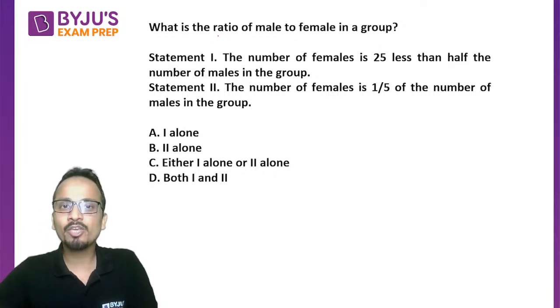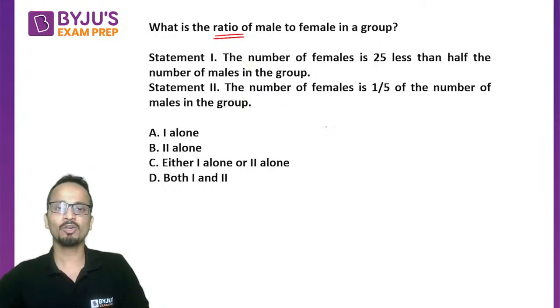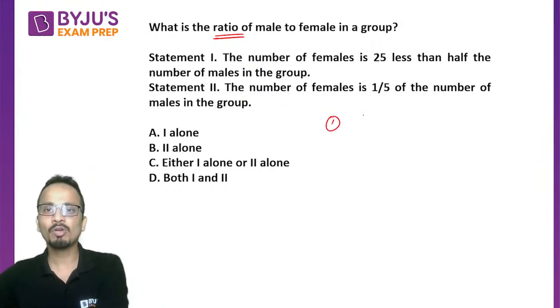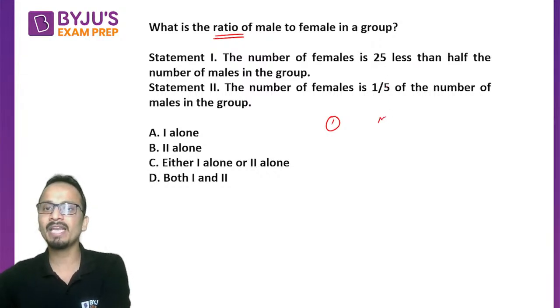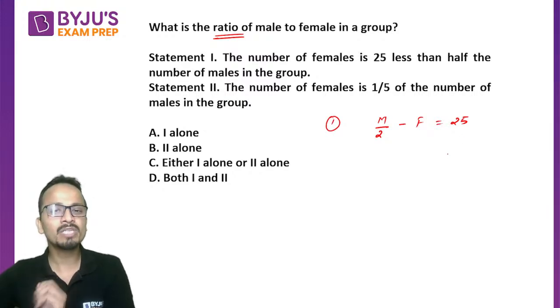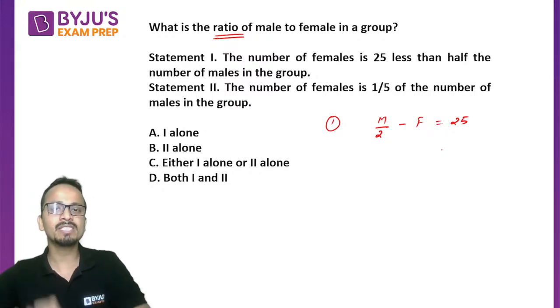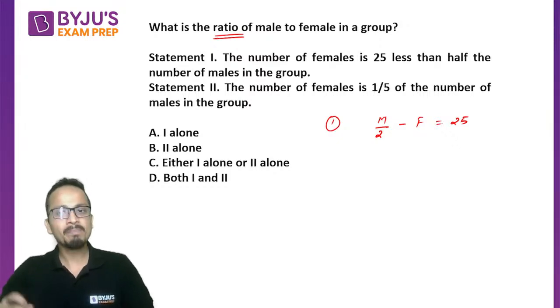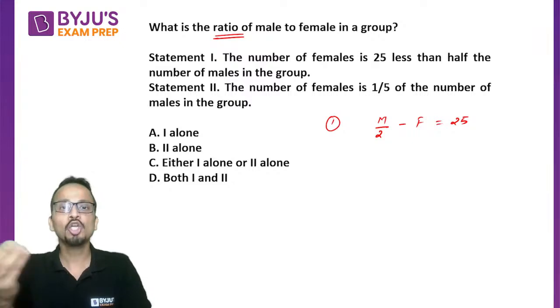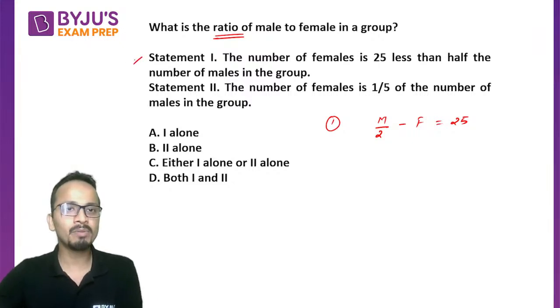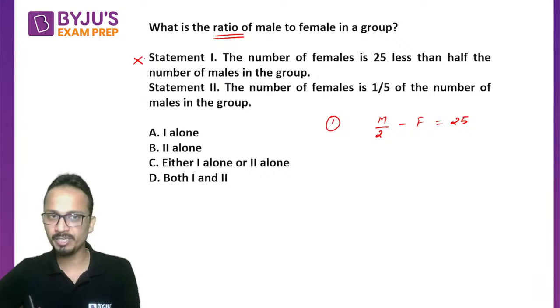Now, guys, they're asking you about the ratio of male and female in the group. Statement number 1 alone: the number of females is 25 less than half the number of males. So if I make an equation, number of males divided by 2 minus number of females is equal to 25. Can you determine the ratio of males and females using this equation? No, you cannot. So statement number 1 alone is not sufficient.